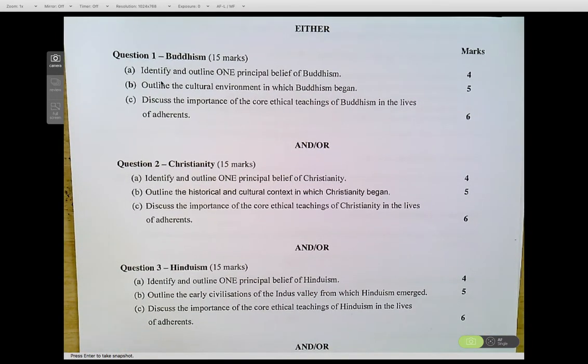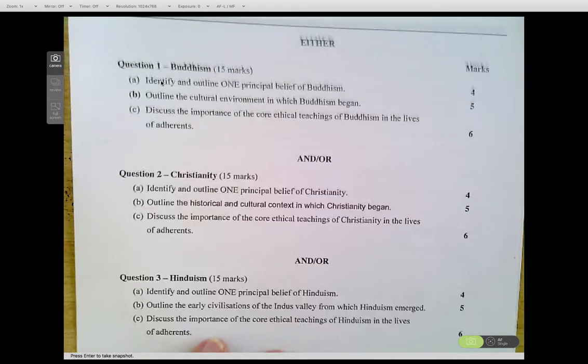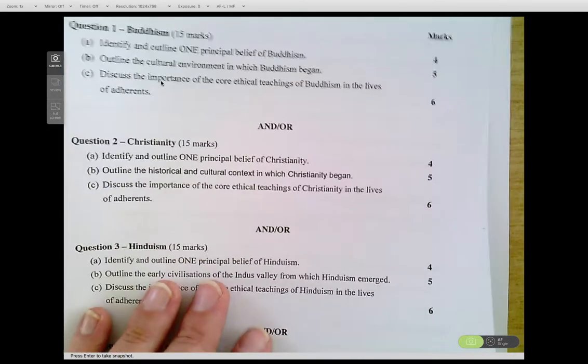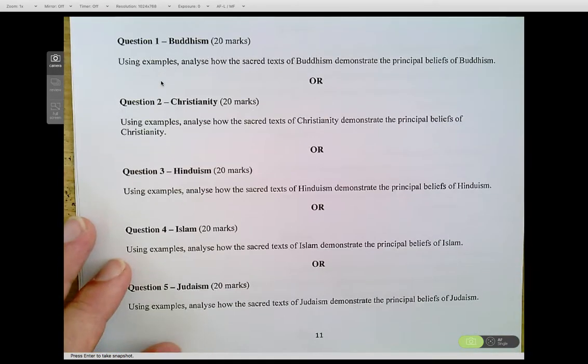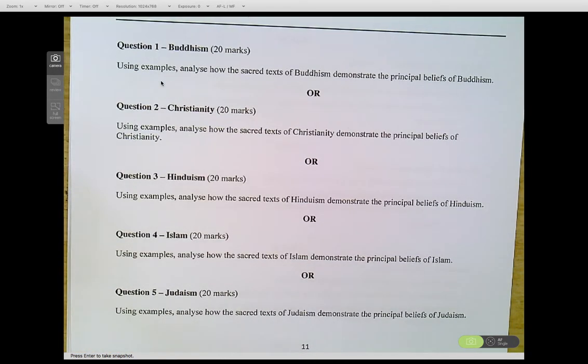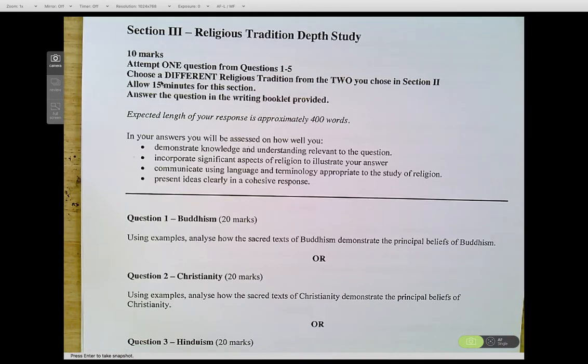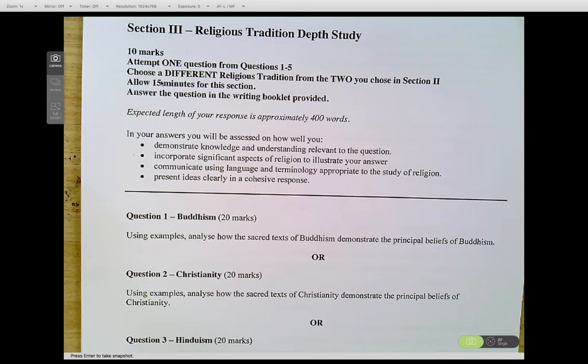So flicking over to section 2, I wouldn't look at section 2 until I've looked at the essays, because I want to figure out what's best for me. This is our 20-mark response.